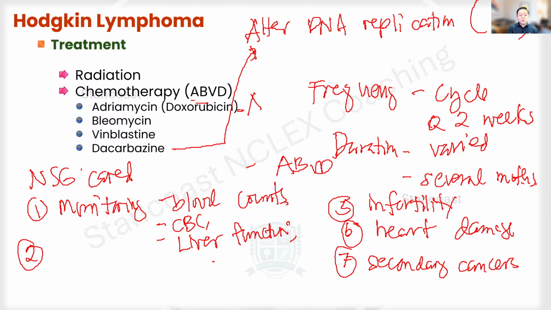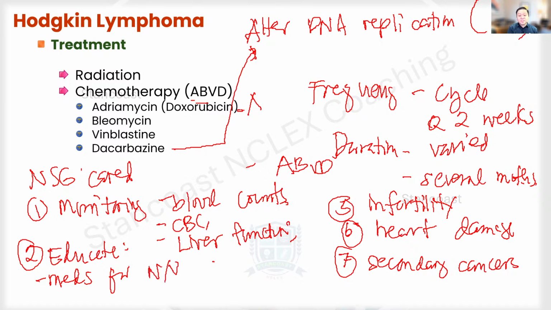So we need to manage their nausea and vomiting. We're going to have to educate them on what medications they should be taking in order to prevent the nausea and vomiting. So we're going to have to teach them about the medication regimen, meds for nausea and vomiting.